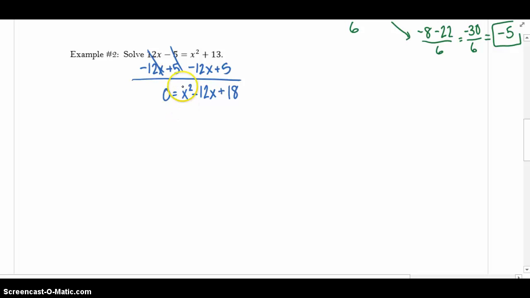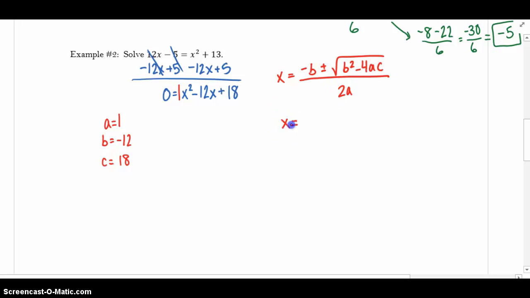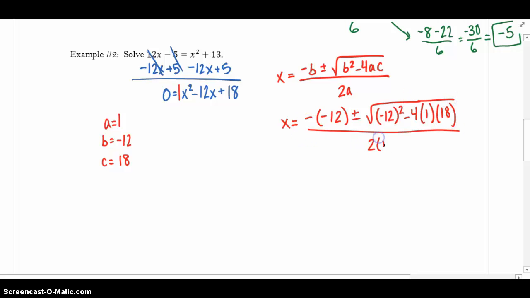So now that it's in standard form, I should be able to recognize my a, b, and c. Remember, when there's no number here, that's really a 1. So I've got a equals 1, b equals negative 12, and c equals positive 18. So we're going to plug them into the quadratic formula: negative b plus or minus the square root of b squared minus 4ac, all divided by 2a. Once again, plug them in with parentheses, and be careful that you write everything down correctly. Minus 4 times a times c, all divided by 2 times a.